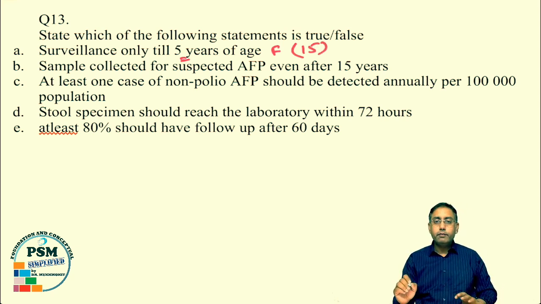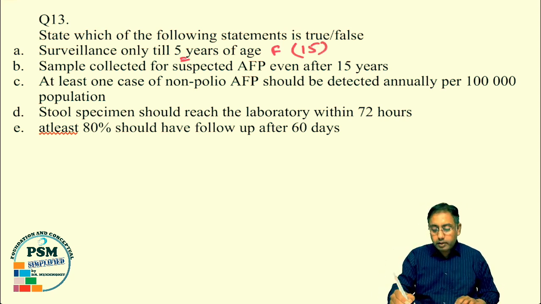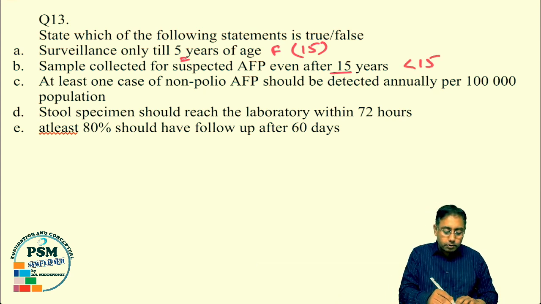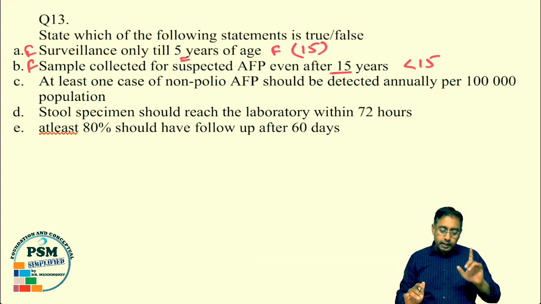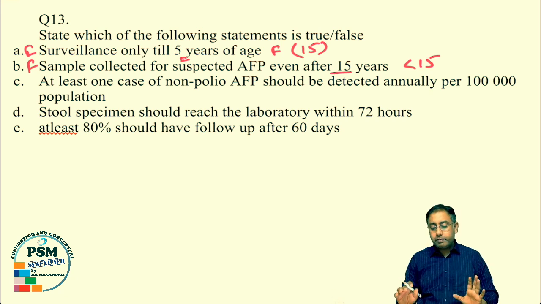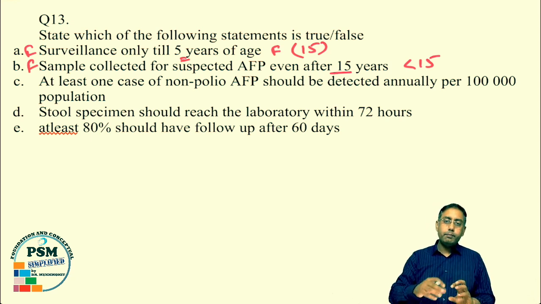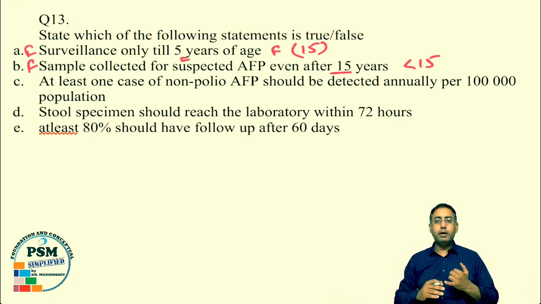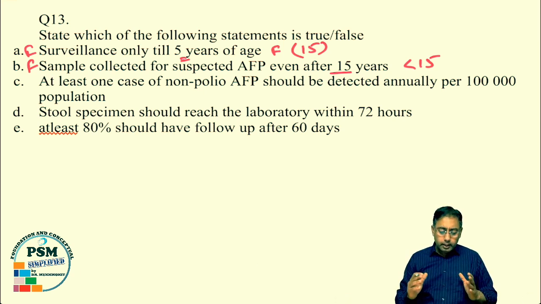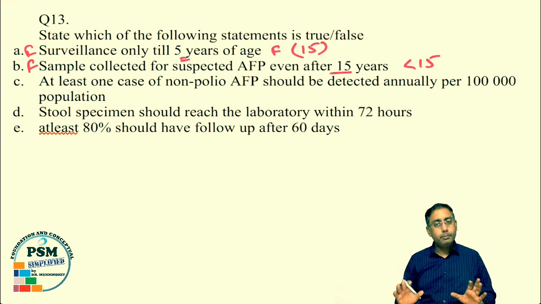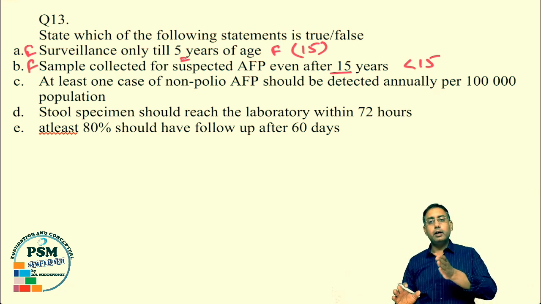Sample collected for AFP even after 15 years? No, not after 15 years, till 15 years. So both are false options. At least one case of non-polio AFP should be detected annually per 100,000. That is correct. The AFP reporting rate should be more than one case per 100,000. That AFP could be anything. It could be Guillain-Barré, it could be traumatic neuritis, it could be enterovirus, it could be polio also. So at least one case of AFP should be detected per year out of 100,000.